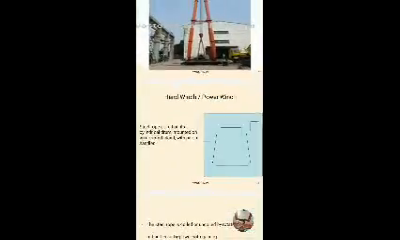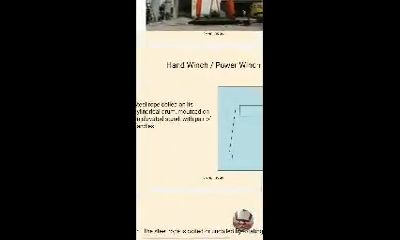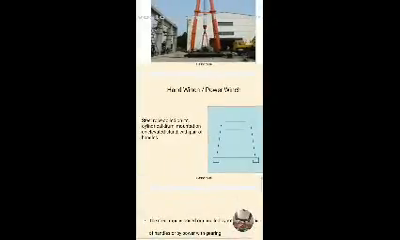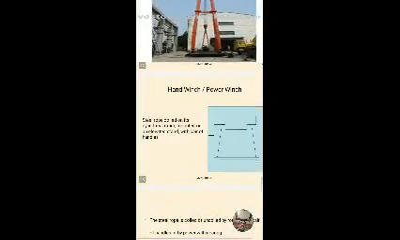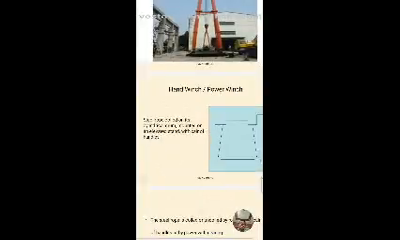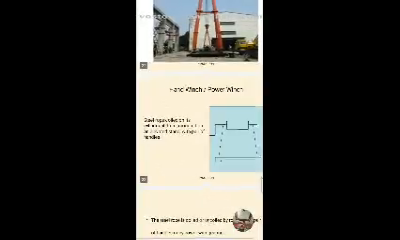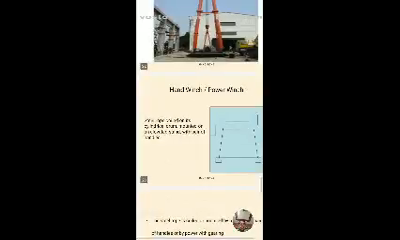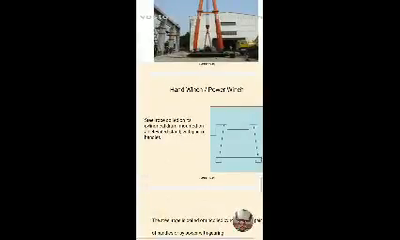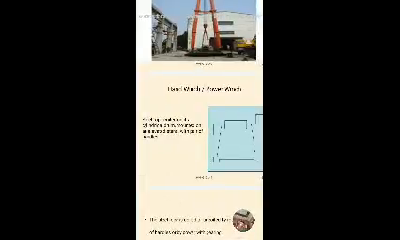Hand winch or power winch. This is nothing but a drum to coil and uncoil the rope which is used for drilling or pulling. Generally, winches are either manual or power winches. Power winches are used whenever a high amount of rope is to be coiled.